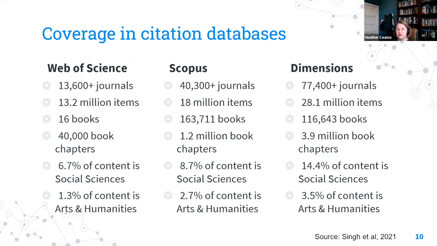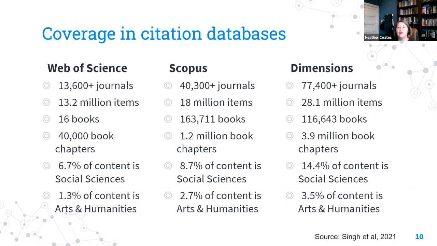Dimensions is another citation tool. I hesitate to call it a database because it's built in a slightly different way, and it has broader information in it than just citations. It has patent information, clinical guidelines, et cetera. But my institution does not have a subscription, so we use what's freely available, which tends to be the citation piece. So Dimensions has broader coverage, but if we look at these numbers, there's still probably underrepresentation.